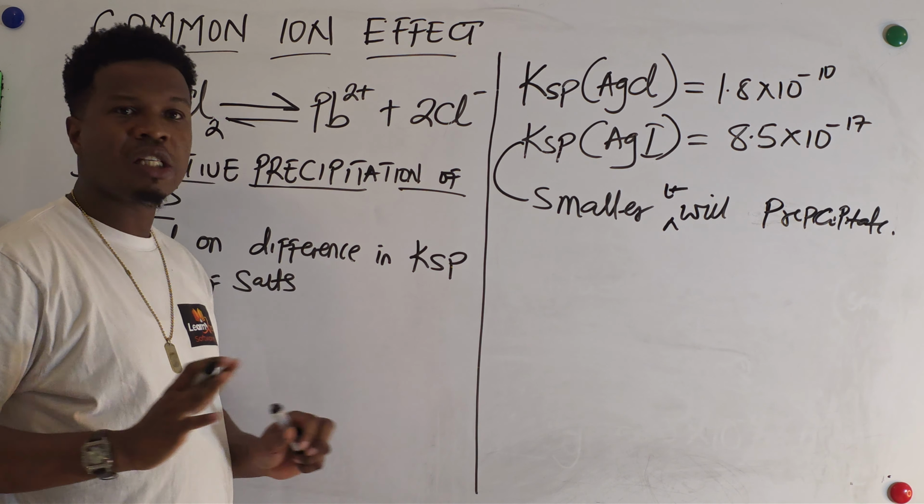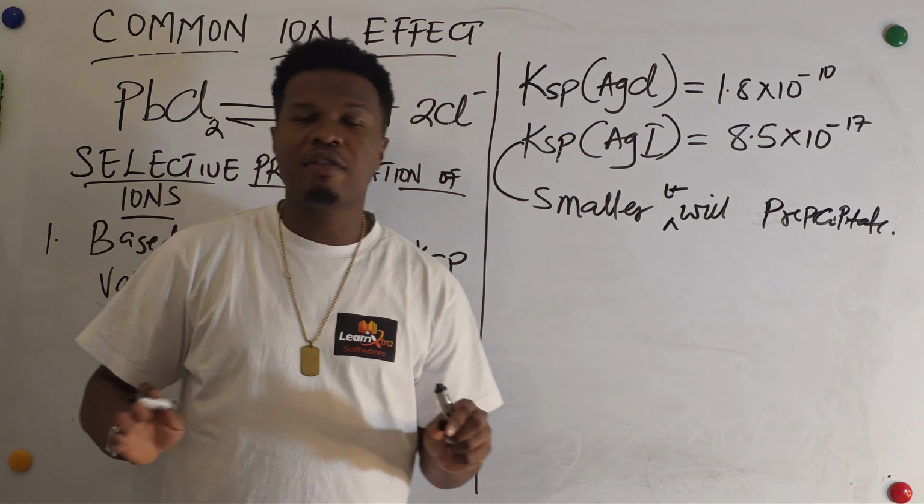So that is just the concept behind selective precipitation of ions. And this selective precipitation of ions is applied in qualitative inorganic analysis to separate ions, ions of two substances. So we use this method to separate ions in qualitative inorganic analysis.